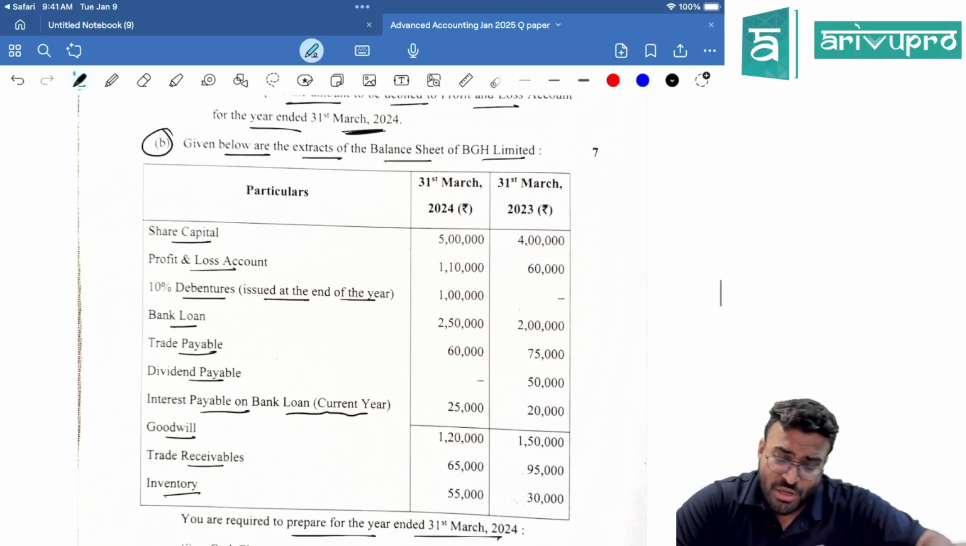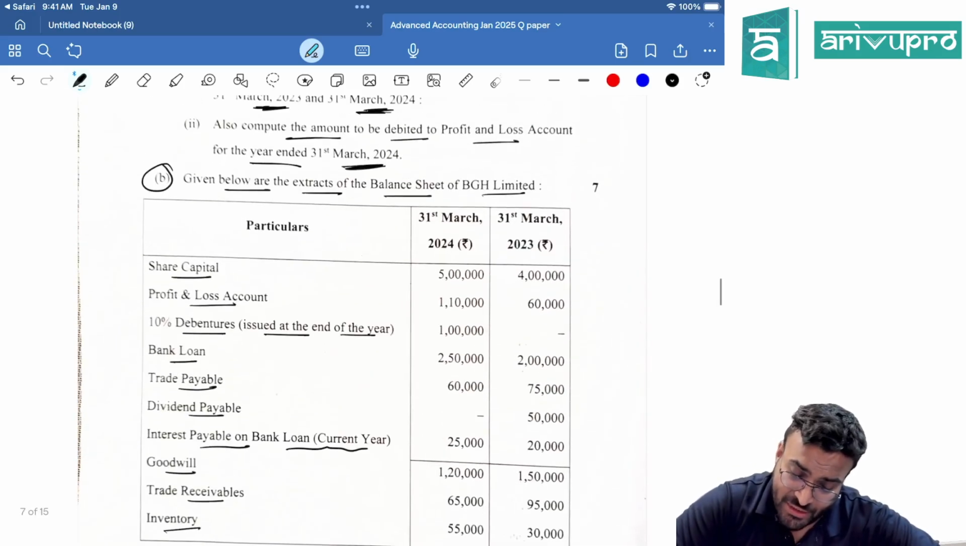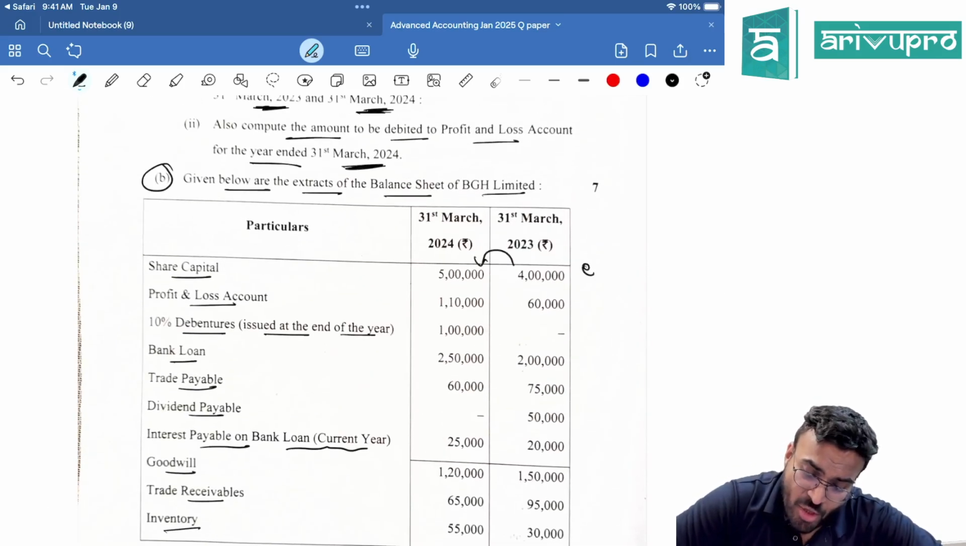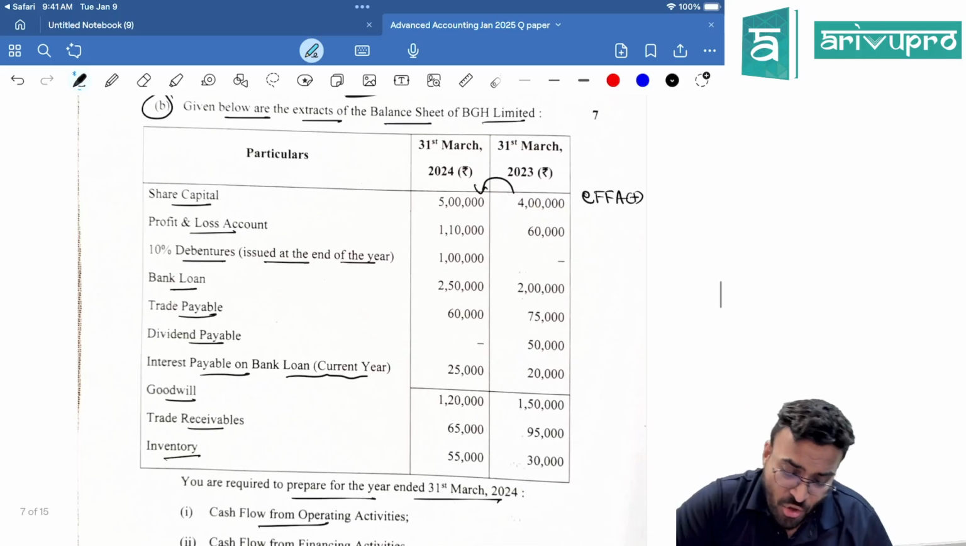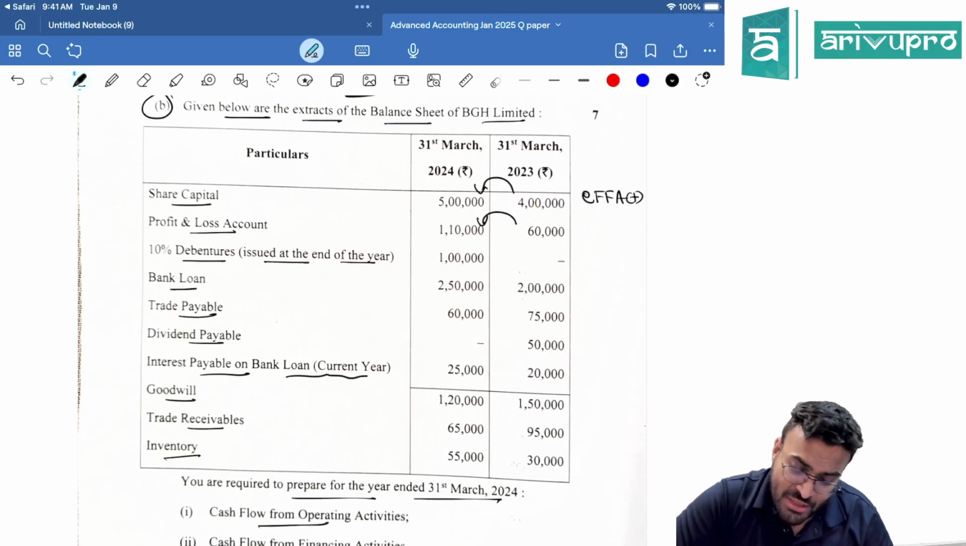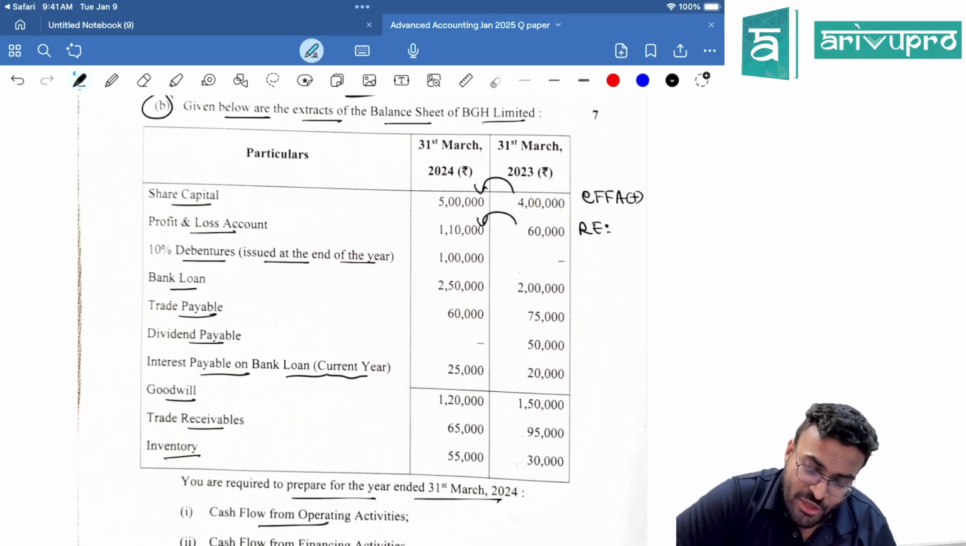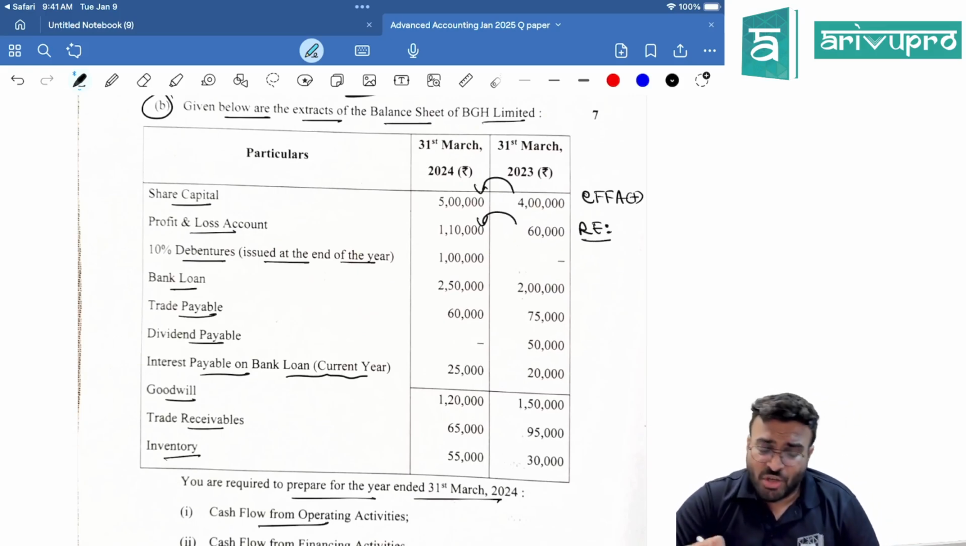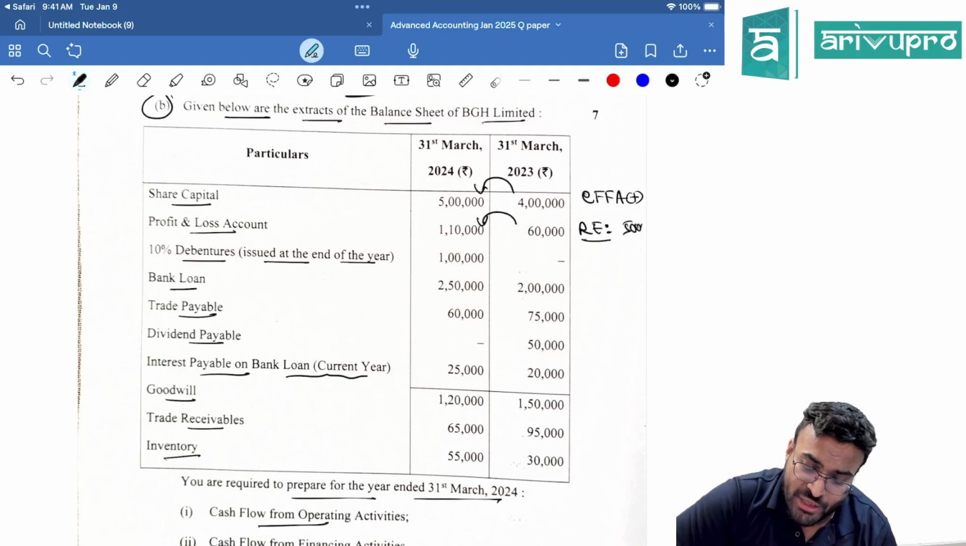7 marks question. Share capital. They have asked operating and financing. Can you see share capital has increased? Obviously, it is cash flow from financing activity, positive amount because the amount has increased. Okay, P&L. Can you see P&L has increased? This is what your retained earnings. When you are calculating under indirect method, this is your retained earnings. 50,000 is your retained earnings.